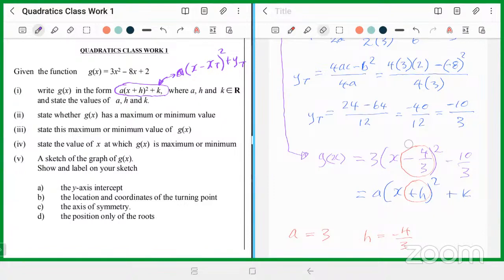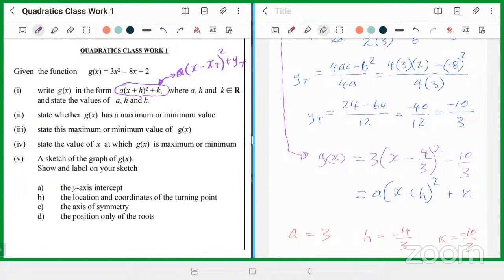All right? And now we also want to state the value of the K, and it's a similar situation. Where they gave us a plus K, we are ending up with a minus 10 over 3. So it means that, again, the plus K is minus 10 over 3. But again, we don't need to show this plus. So the K is just minus 10 over 3.